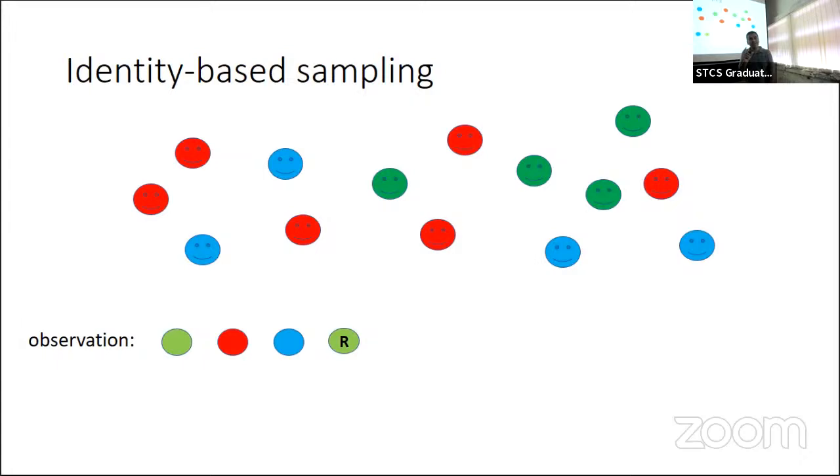So the whole idea of identity-based sampling is simply that when an individual is revealed to me, in addition to the individual's community, I also know whether I have seen this particular individual before or not. Right? So you can see that that next observation is marked with an R for repeat. And then this process continues.